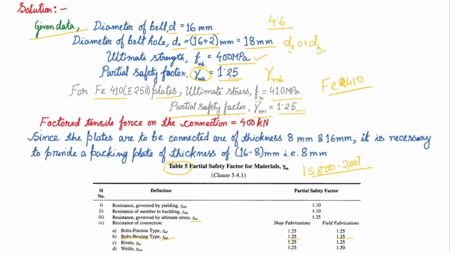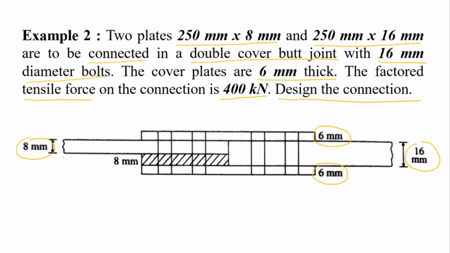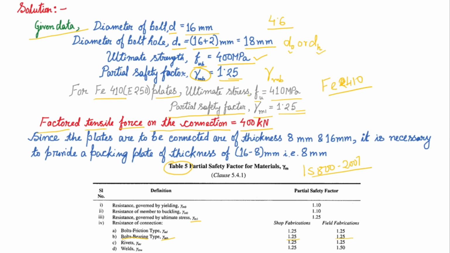Next, factored tensile force on the connection, which is also given in the question, it is 400 kilonewton. So this is the factored tensile force acting on the connection. Next, very important line, since the plates to be connected are of thickness 8 mm and 16 mm, it is necessary to provide a packing plate of thickness 16 minus 8 mm, that is 8 mm.